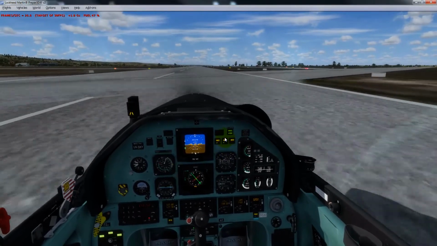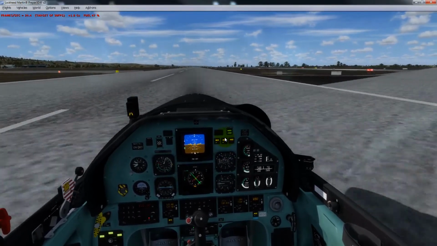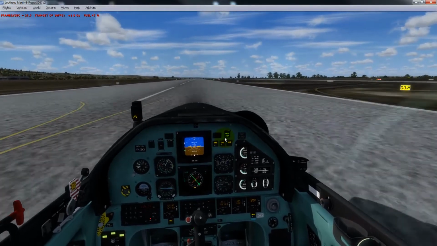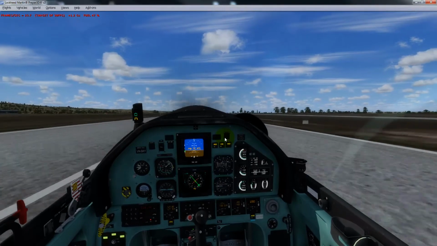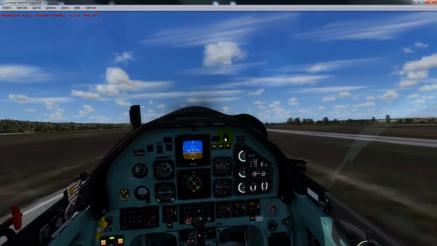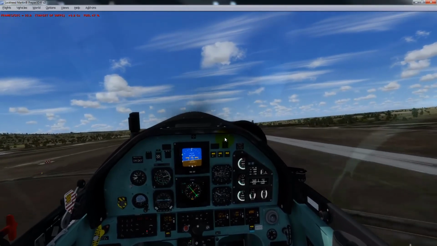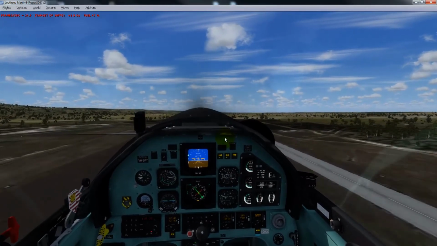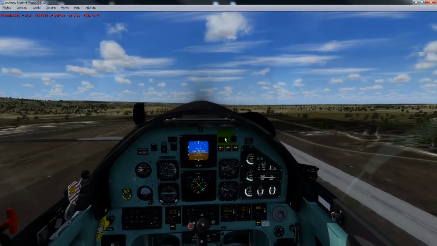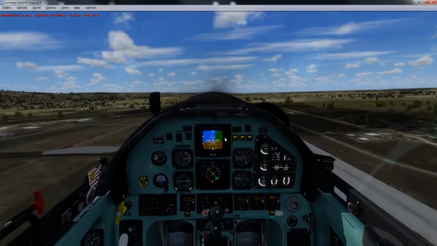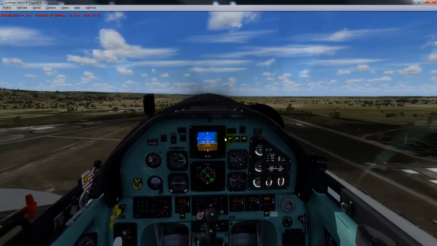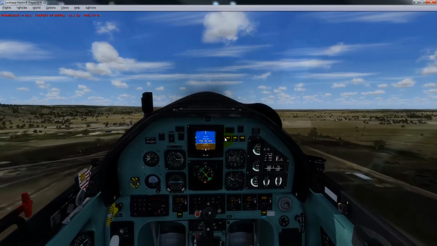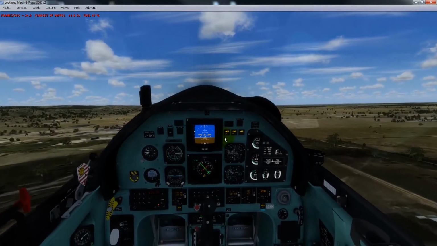Let the front nose gear come down, bring the flaps to takeoff, power back up to max, rotate, gear up, flaps up, and we're going to bring the throttle back because we don't want to get too much speed up. Now we want to maintain runway heading and climb back up to 1,200 feet.